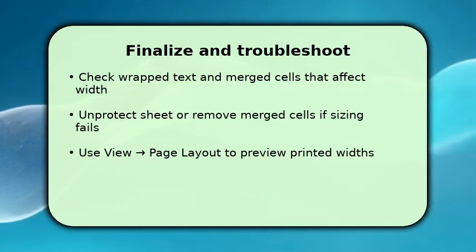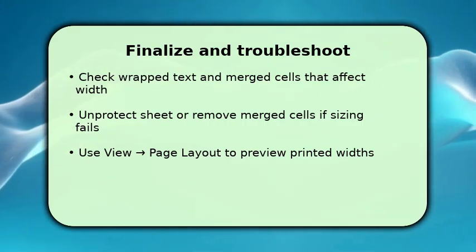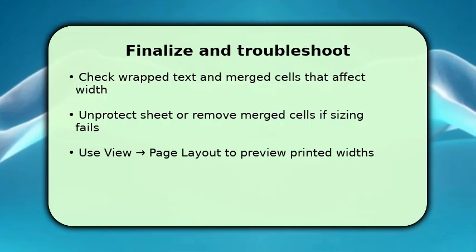If columns still collapse, check for hidden columns or conditional formatting forcing narrow displays. If one step fails, revert and apply a different sizing method to isolate.